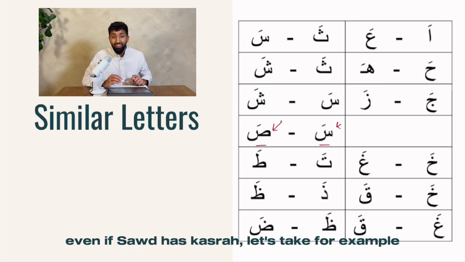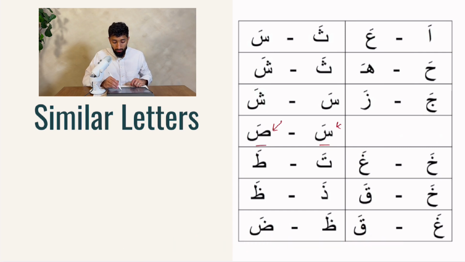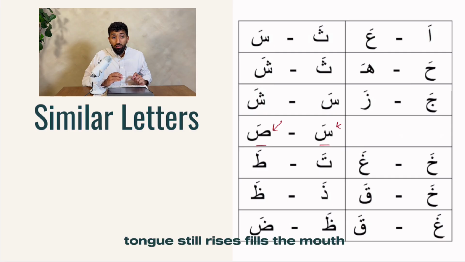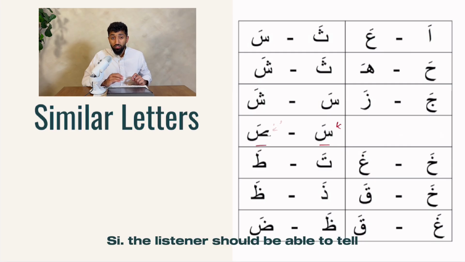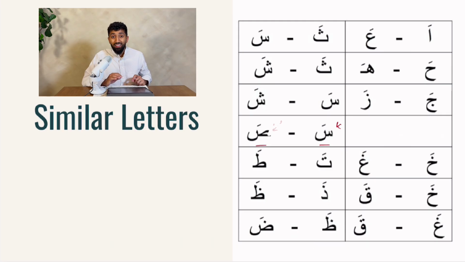Even if Sad has kasra, let's take for example, Sin with kasra would be si, and Sad with kasra would be si. Tongue still rises, fills the mouth, but it's a lighter version of the heaviness. The listener should be able to tell which one you are saying, and there should be a clear differentiation. Like when we're saying ihdina sirata, not ihdina sirat, that would be incorrect.